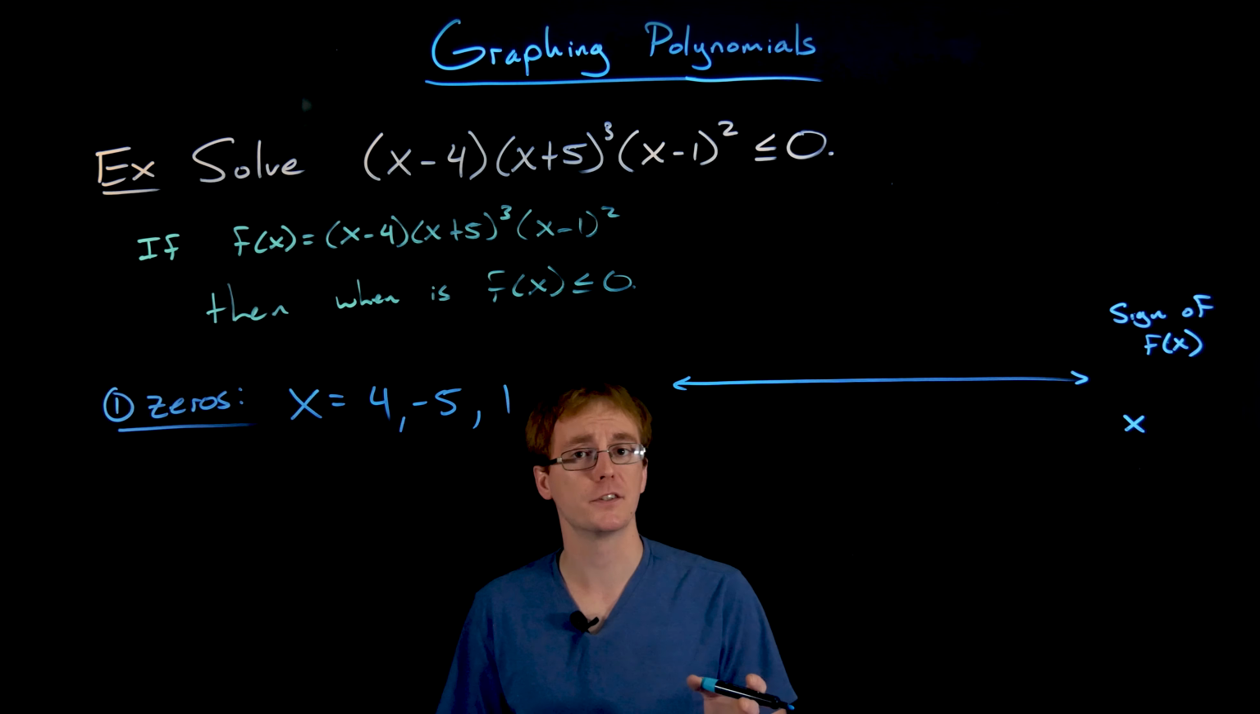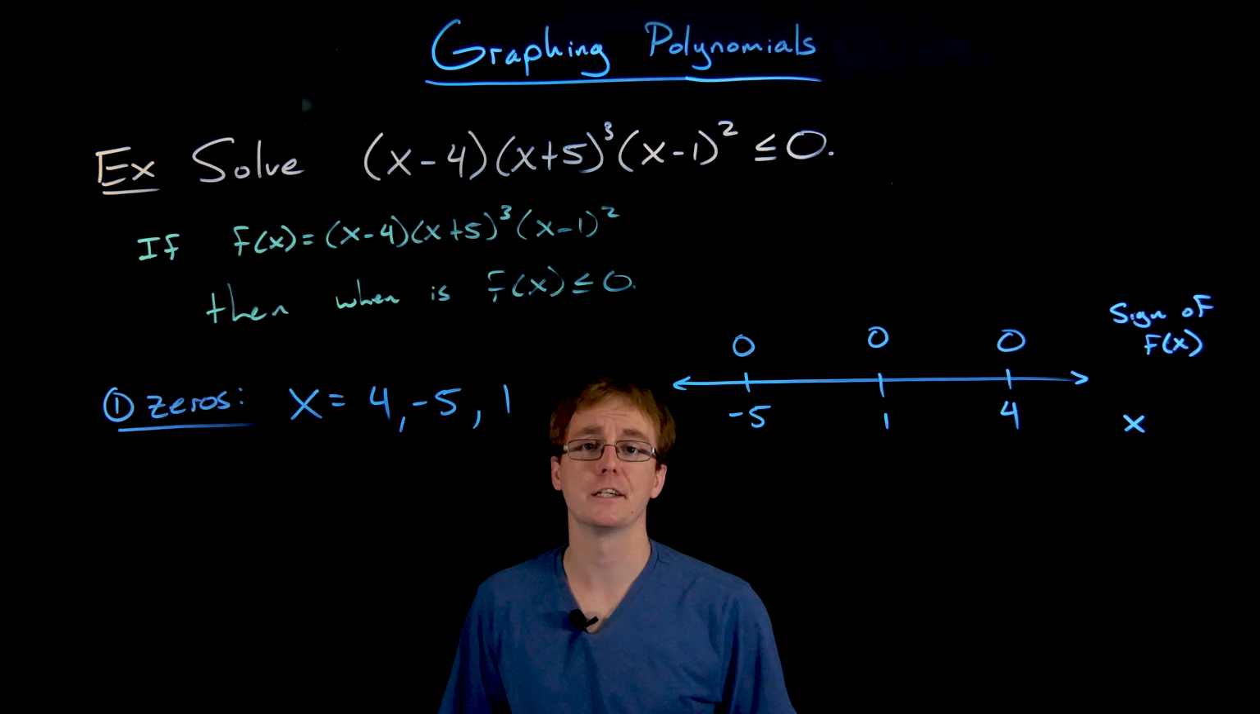So let's go ahead and on our sign chart, label these important x values. On the far left we have negative 5, then 1 comes before 4. So the sign of our function f of x is not positive or negative at these x values. It's equal to 0. So that's what we're going to label on our sign chart here.